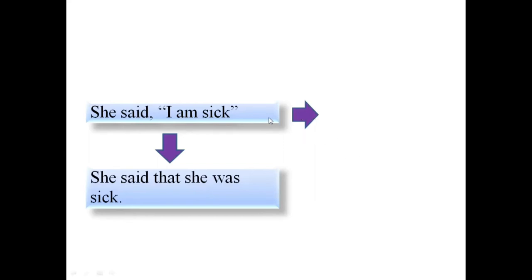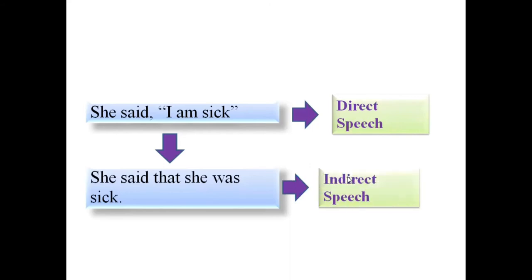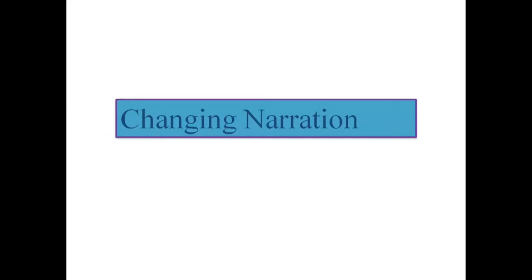In our first sentence, what is this sentence? It is direct speech. And what is this? It is indirect speech. The inner meaning of these two sentences is the same, but the speaker said it directly in one and indirectly in the other. So, dear students, today our class is on changing narration or speech. There are two types of narration or speech: direct speech and indirect speech.